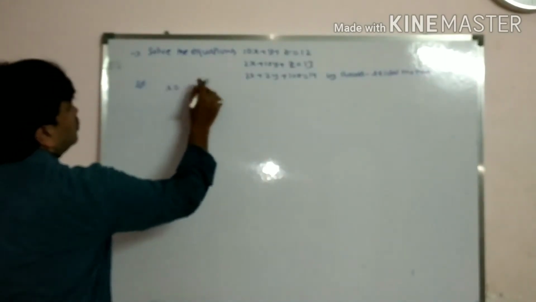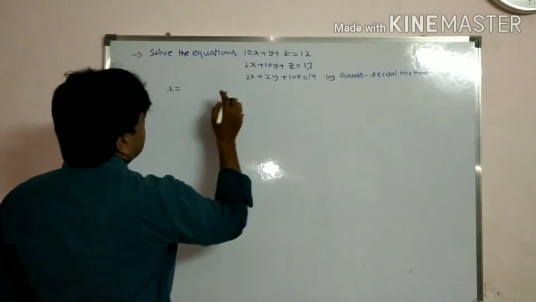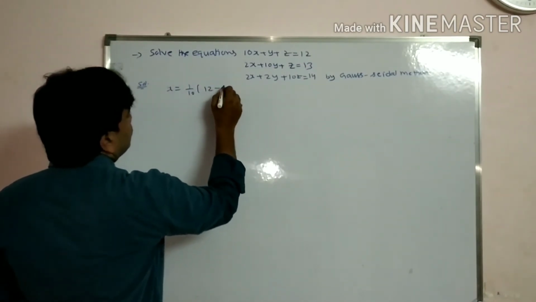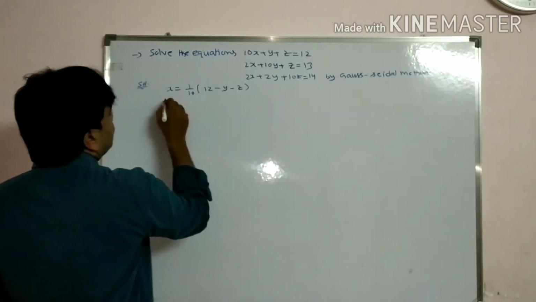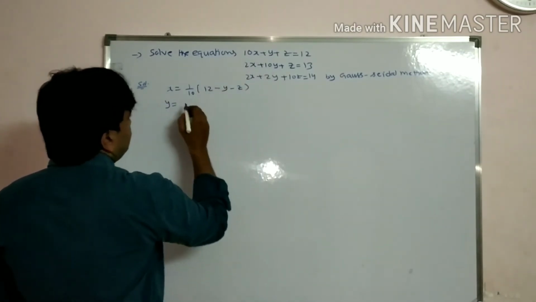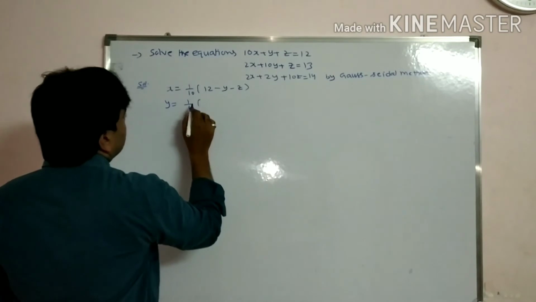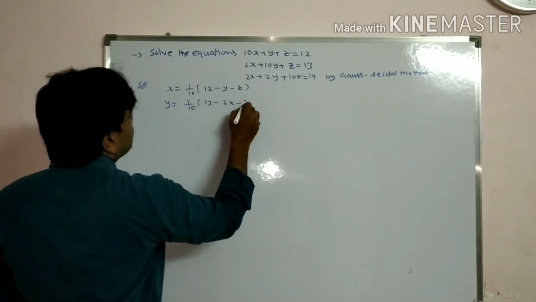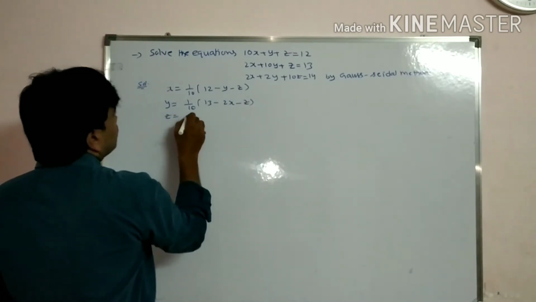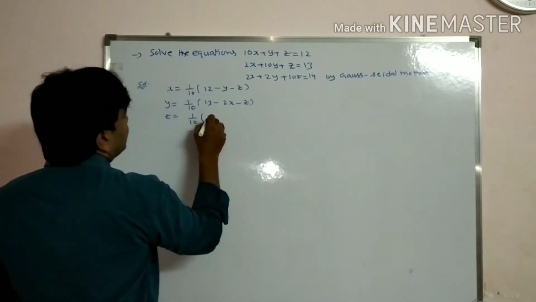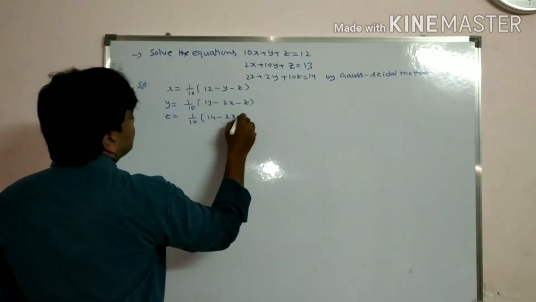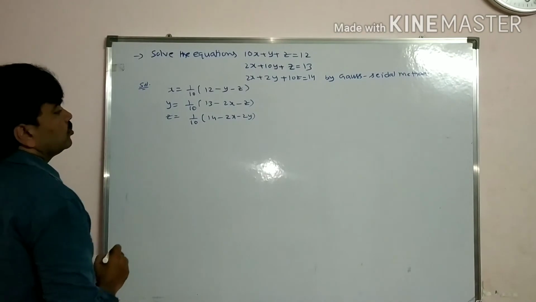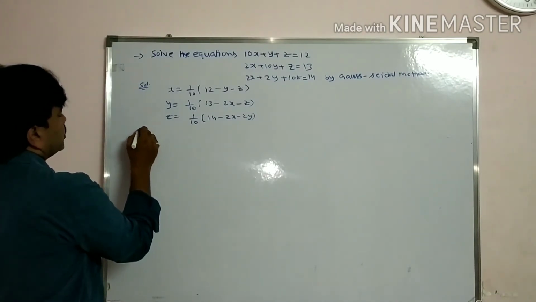So x is equal to, transposing to the right hand side, 1 by 10 into 12 minus y minus z. What is y? 1 by 10 into 13 minus 2x minus z. What is z? 1 by 10 into 14 minus 2x minus 2y. Initial approximation.